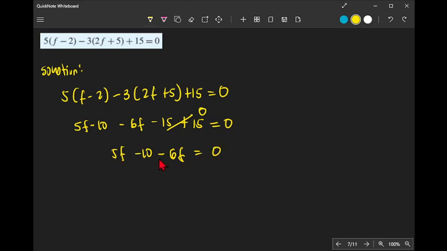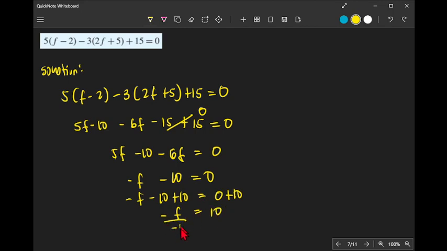So 5f minus 6f, they have the same variables, so they are like terms. So 5f minus 6f, that is negative f, minus 10 is equal to 0. So we need to add 10 here so that our 10 will be eliminated. So we have negative f minus 10 plus 10 is equal to 0 plus 10. So negative f is equal to 10.